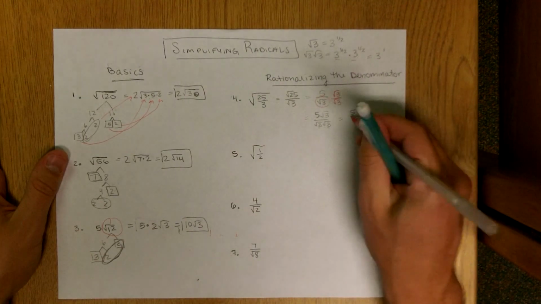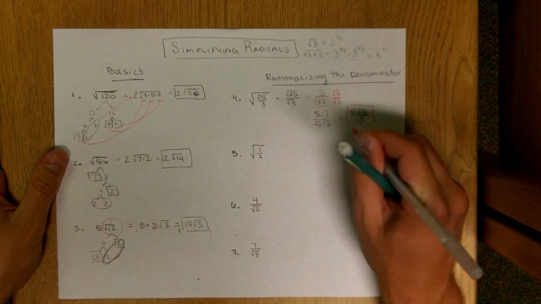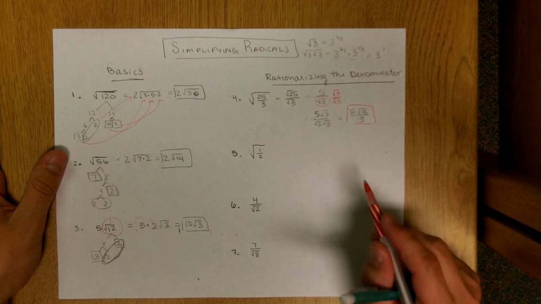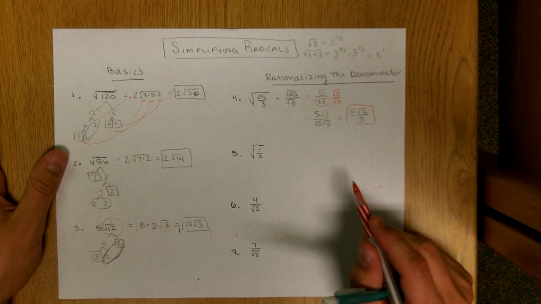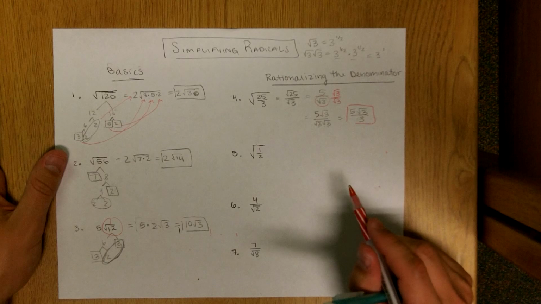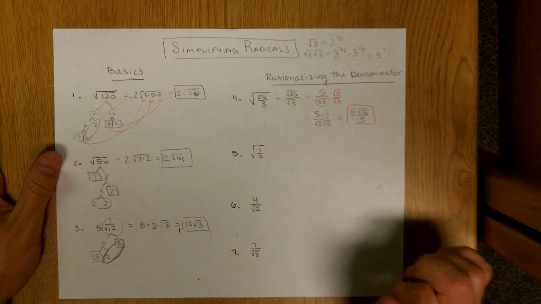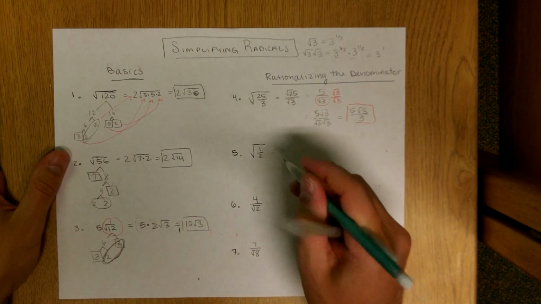Okay? So right here, the square root of 25 divided by 3 is 5 square roots of 3 over 3. That is our answer. Let's try it again over here.